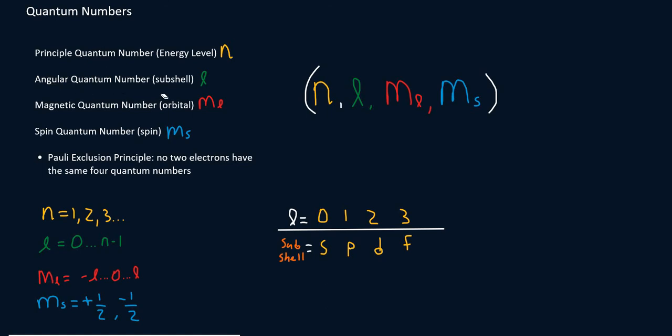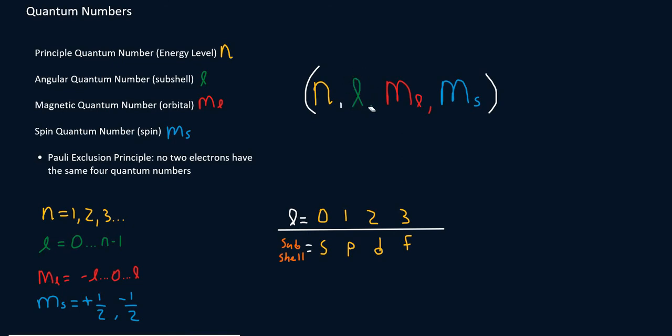The second quantum number is called the angular quantum number. It designates the subshell that your electron is in, and that's going to be symbolized by the letter l, a cursive l. Your l values correspond to those letter designations that we learned about before. When l is equal to 0, you're in the s subshell. When l is equal to 1, you're in the p subshell. When l is equal to 2, you're in the d subshell. And when l equals 3, you are in the f subshell.